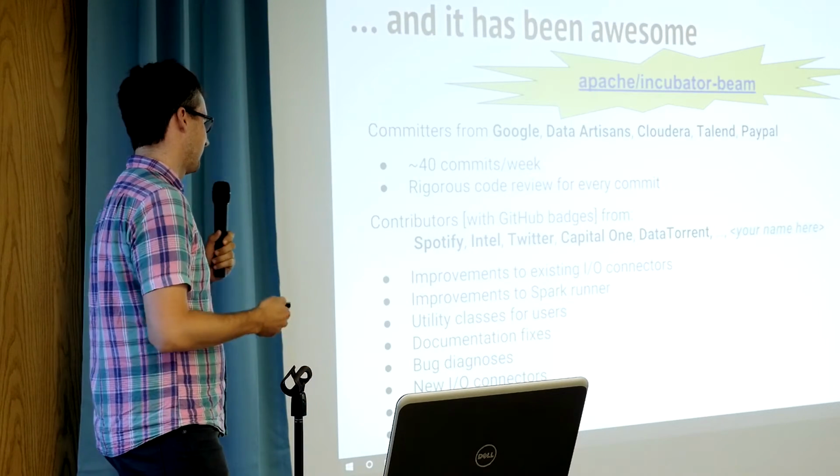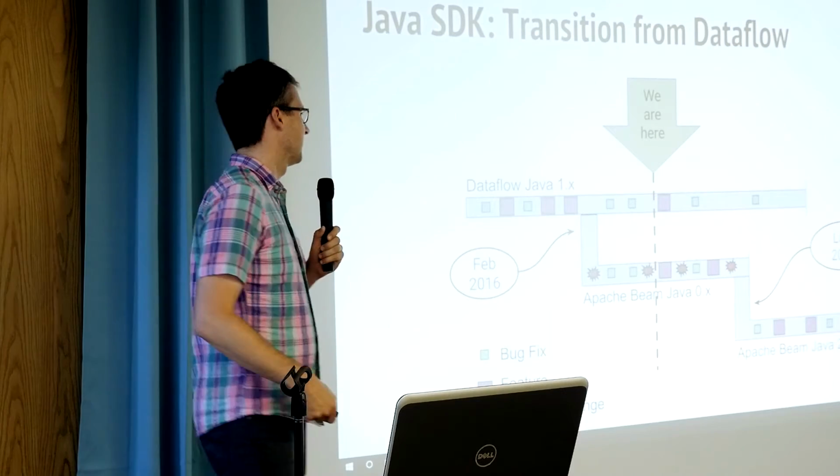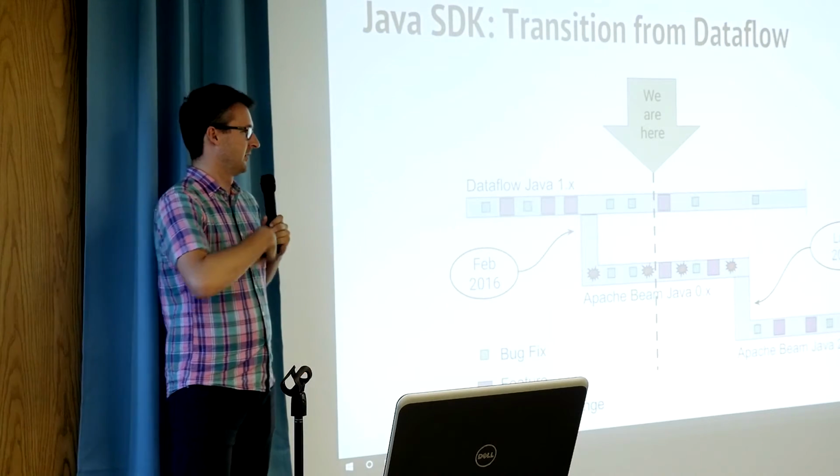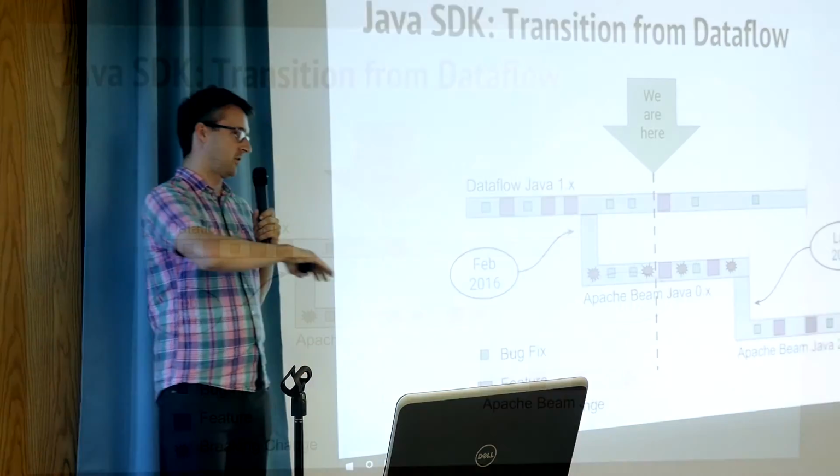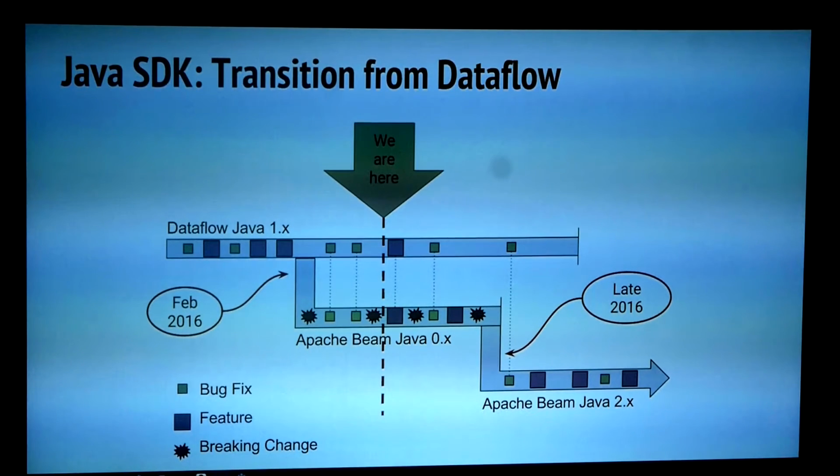And I'm really excited about the Apex Runner proof of concept. So now in terms of where we are in our actual project goals, setting aside all of my excitement about it, we had Dataflow Java 1.x. It's moving along. This is a Google product. And we donated the code right here.